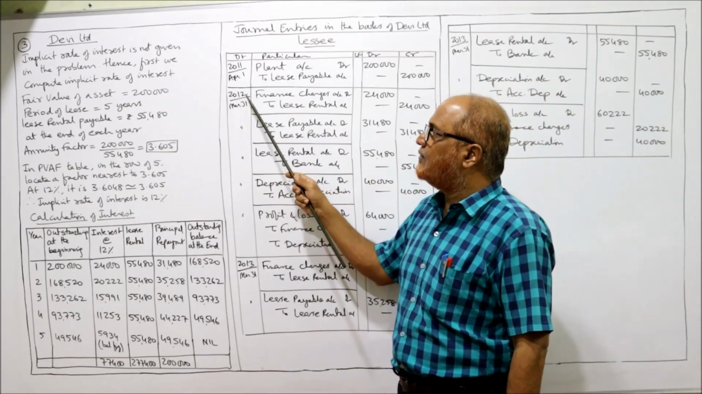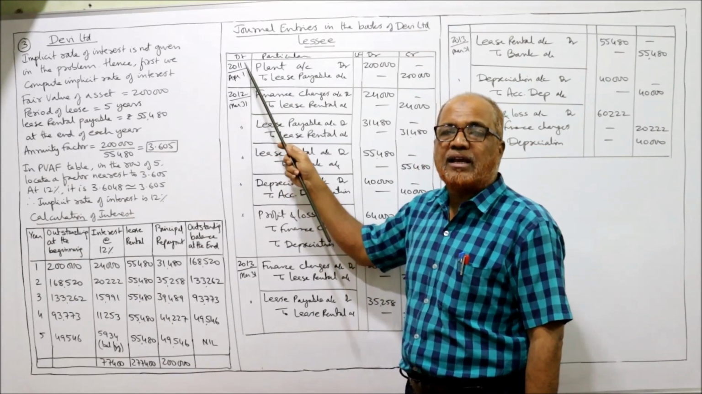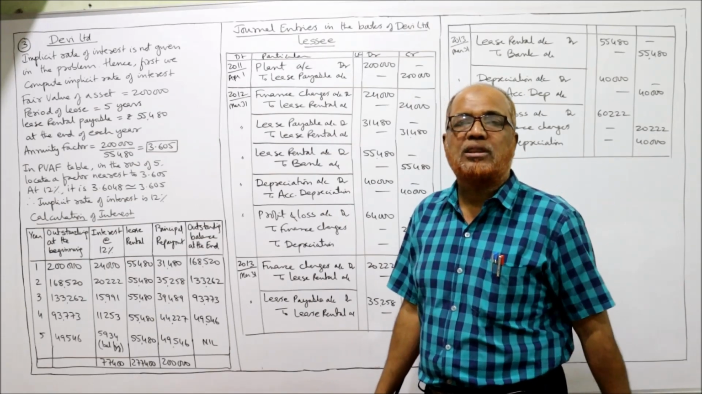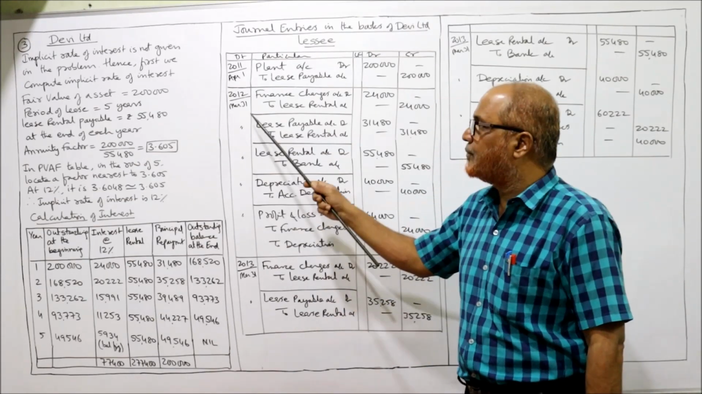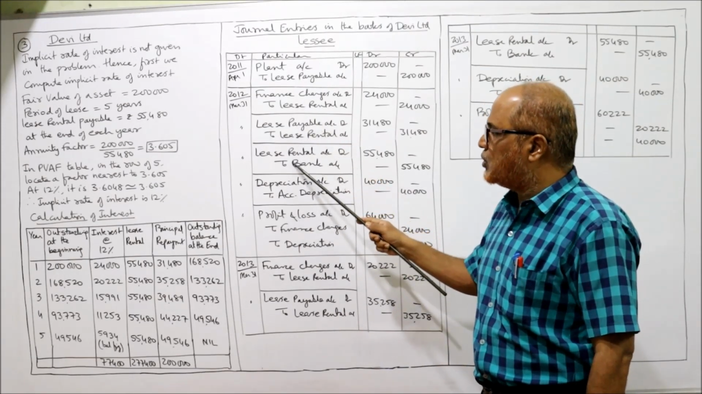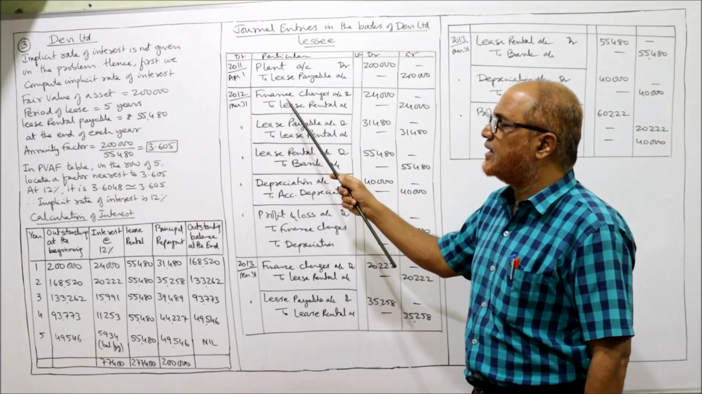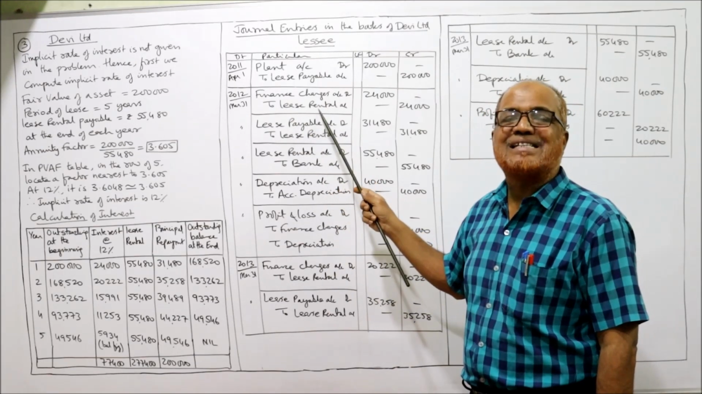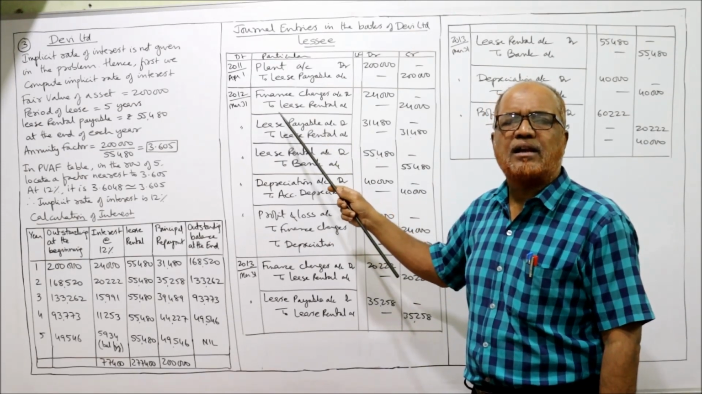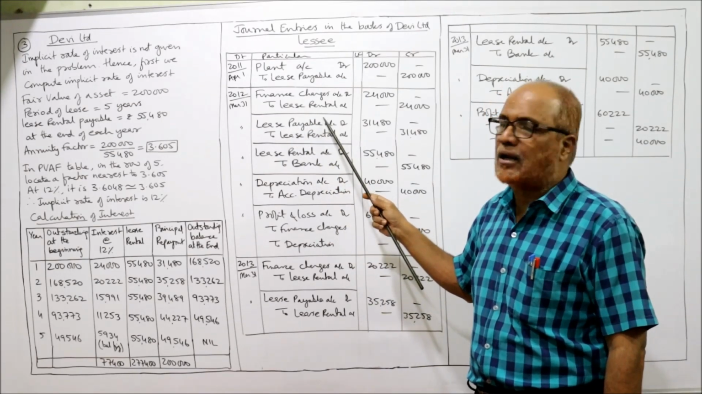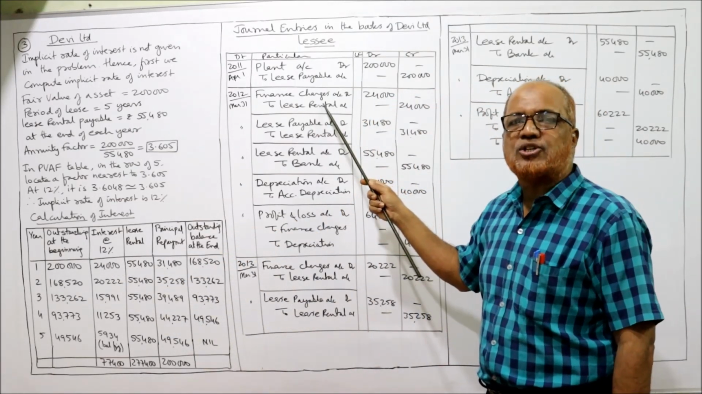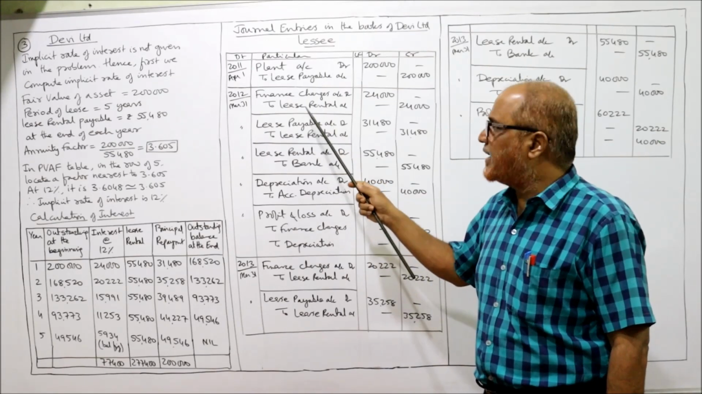Now at the end of first year. The year ends on 31st March 2012. Our year begins from 1st April 2011 and year ends on 31st March 2012. Now 5 entries will be passed. What are the 5 entries? 1, 2, 3, 4, 5. First entry. Finance charges account debit to lease rental. How much finance charges? 24,000. 24,000, being the finance charges due.